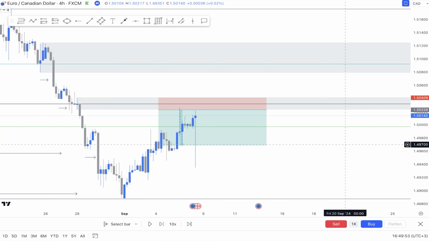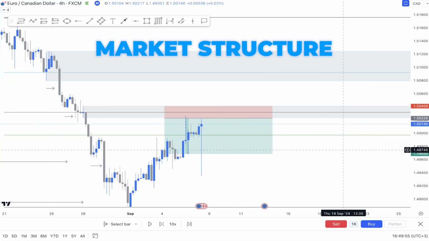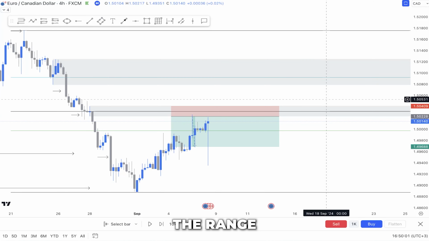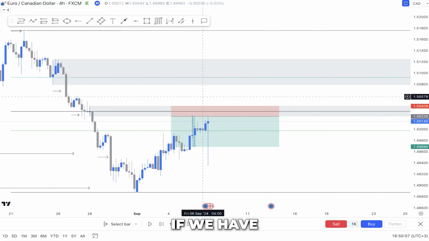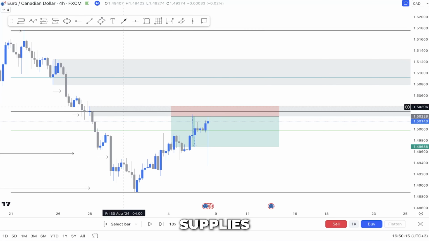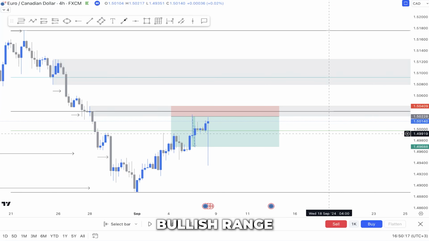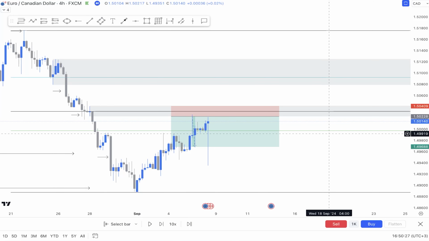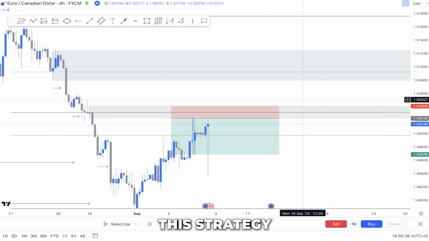And to quickly recap, first of all, we need to look for market structure. Is the market bearish or bullish? After that, we need to identify the range, the bearish or the bullish range. After that, we need to place the fib level and ask ourselves if we have imbalance in the premium or the discount of that range. If we have, then we identify the unmitigated supplies, or unmitigated demands if it's a bullish range. After that, we need to wait for our final confirmation, which is a corrective pullback. If we get that, we can then take the trade, apply proper risk, and see how it goes. That right there is the plan that you need to respect in order to trade this strategy profitably.